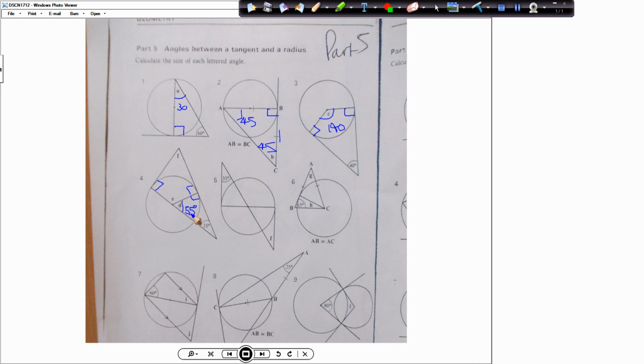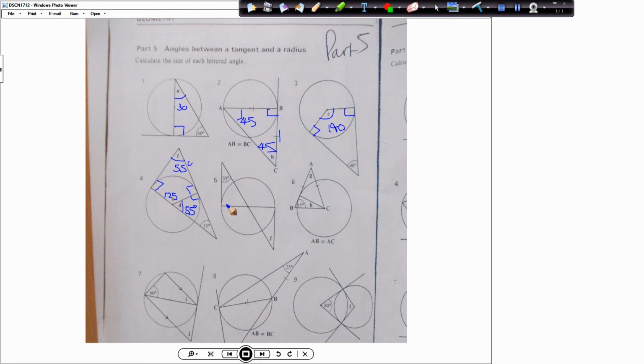55, because angles in a triangle add up to 180. If that's 55, Samara, what will that angle there be? E? It will be 125. Okay, if that's 125, what will F be? 55, because these two add to 180. Look, these two are 180 and these two are 180. Done.